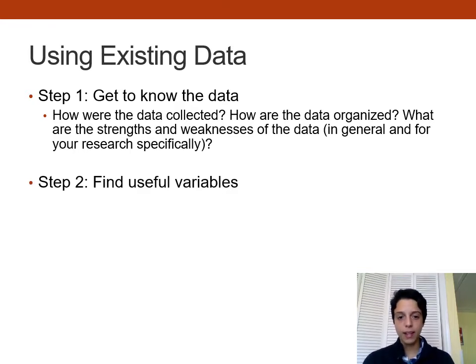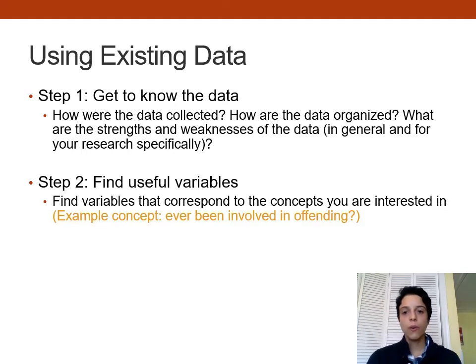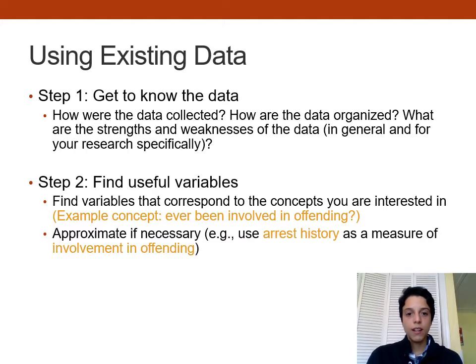The next step in looking at secondary data is to find variables that will be useful to you. Whatever concepts you happen to be interested in, you need to find some sort of variable that measures those concepts in the data you're looking at. I'm going to use surveys as an example here, but again, secondary data can be any data that's out there already. Let's say you're interested in people's prior involvement in offending, and you get a data set where the only measure of offending is a question asking people whether they've ever been arrested.